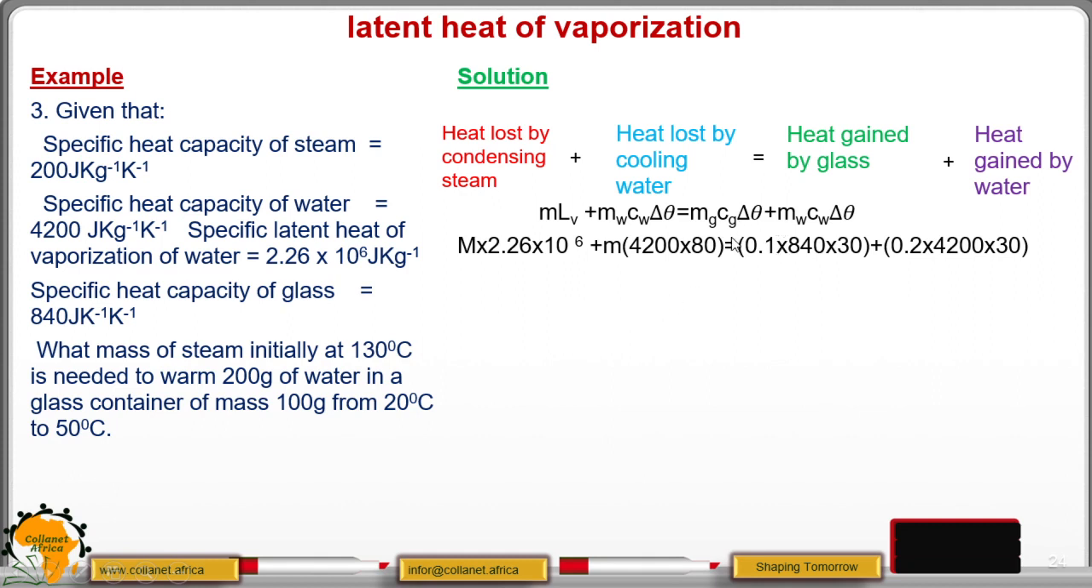Then there was glass. The glass initially was at 20 degrees, and the final is at 50. The mass of the glass is given as 100 grams.